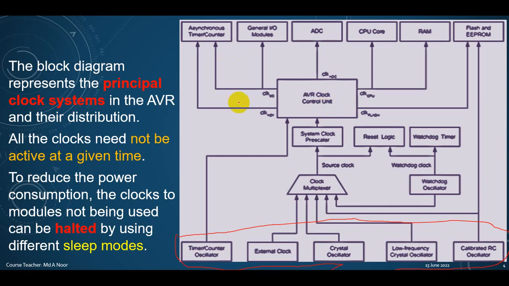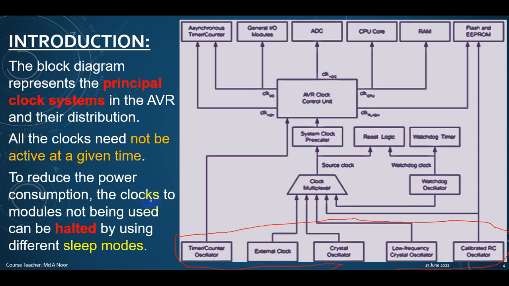Okay, so there are several oscillator options, and you can choose a particular one depending on your need. The block diagram represents the principal clock system in the AVR and their distribution. All the clocks need not be active at a given time. You see, there are many different sources, but you don't need to activate all of them at a given time, because all the units consume power. If you activate all the units at the same time, you will just waste energy. Only activate the modules that you are using.